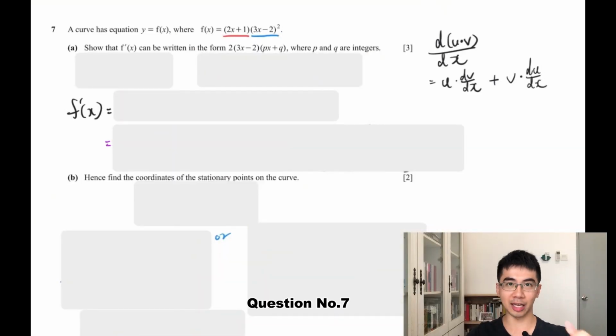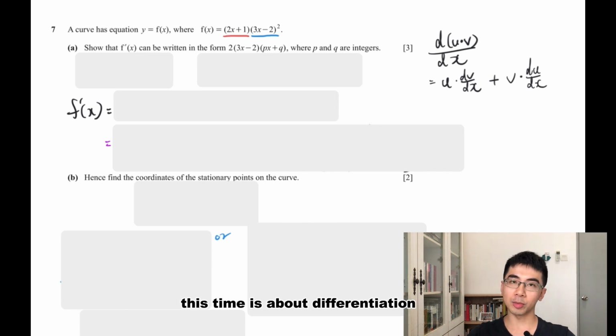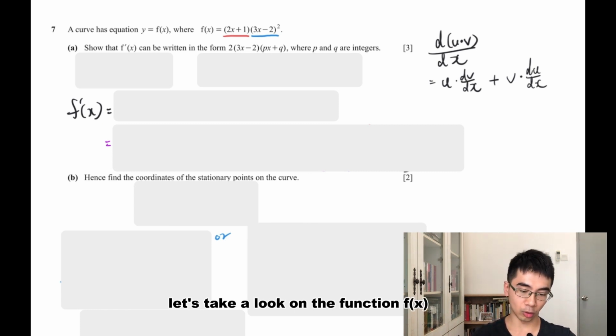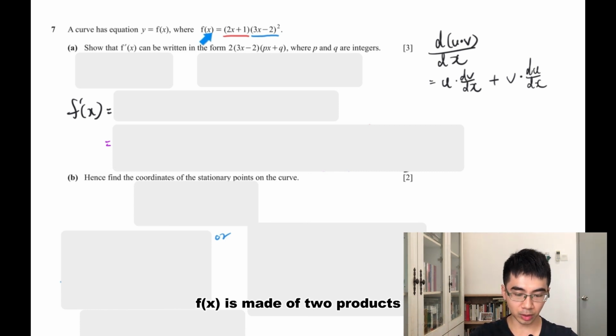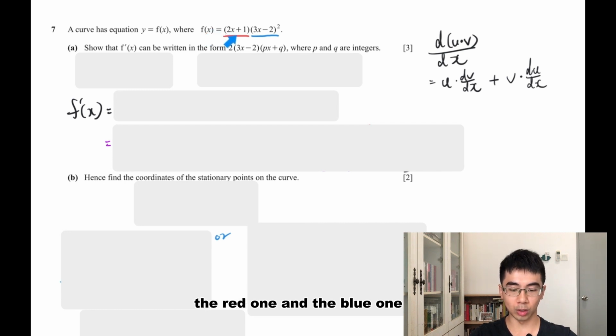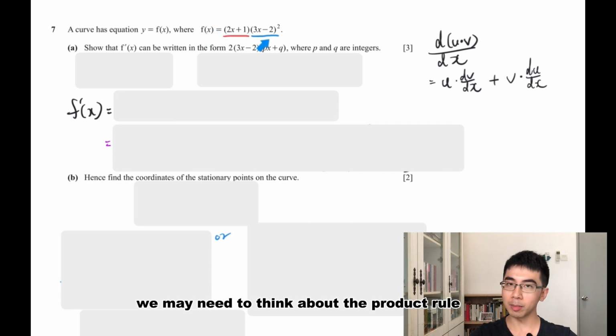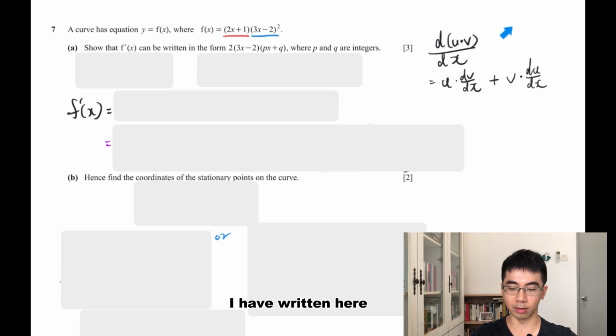Question number 7. So this time is about the differentiation. So we need to differentiate it. But before that, let's take a look at the function f of x. Here, it's made of 2 products, the red one and the blue one. So maybe we need to think about the product rule I just write here.